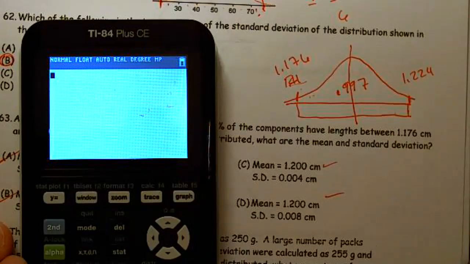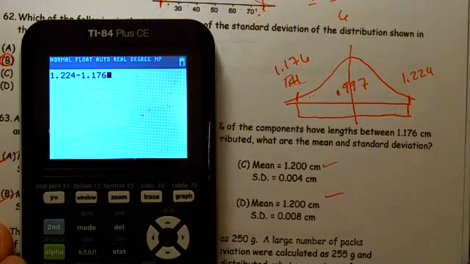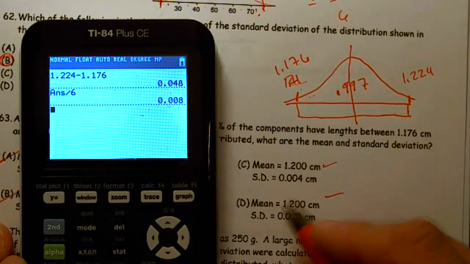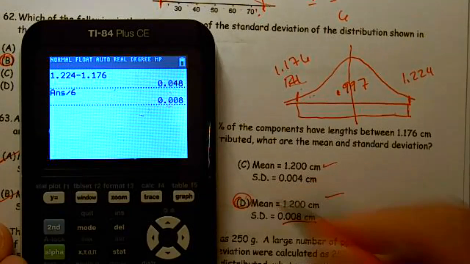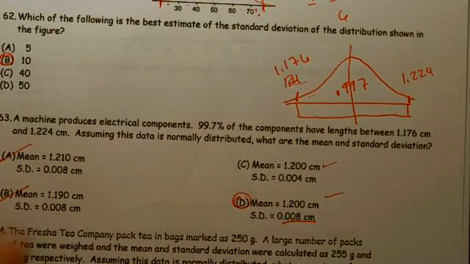So I'm going to clear the screen, and I'm going to go 1.224 minus 1.176. And I need to divide it by 6, actually divide it by 6. And when I divide it by 6, I get 0.008. And so I get letter D is my answer. All right.